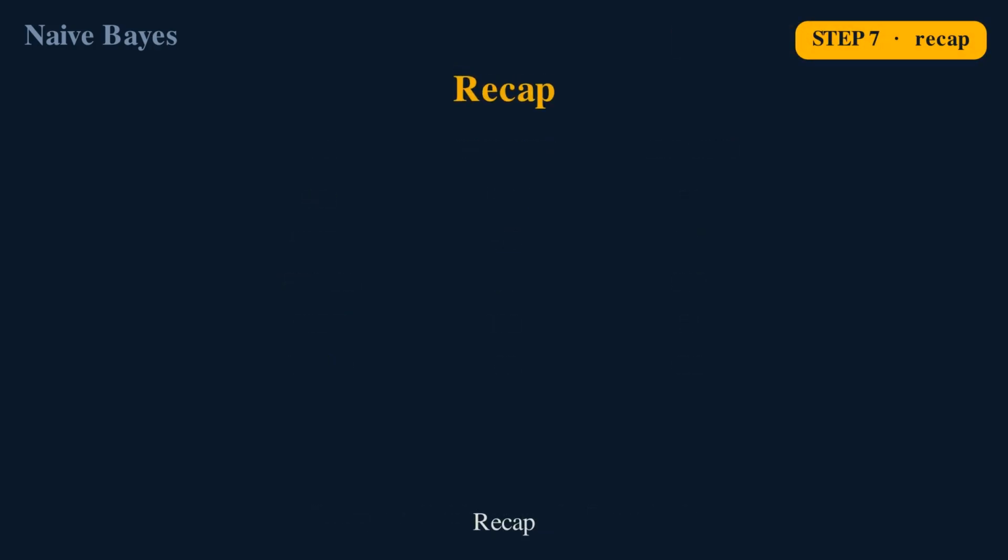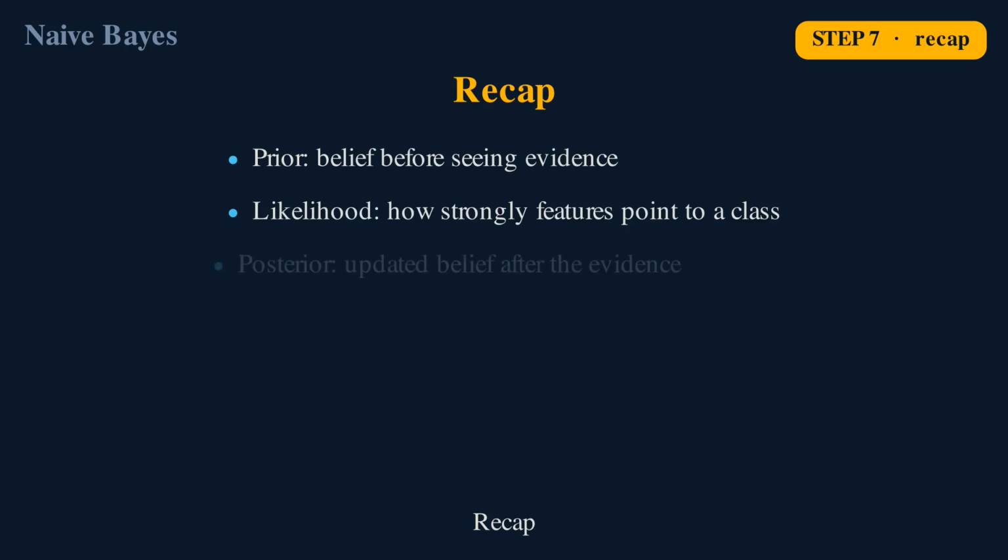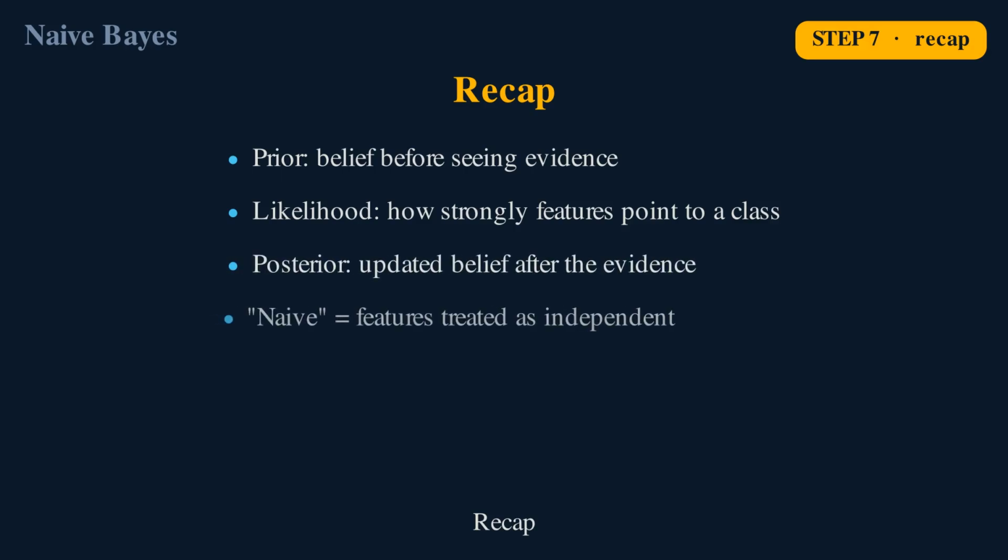Let's recap. The prior is what we believe before seeing any evidence. The likelihood is how strongly each feature points to a class. Bayes' theorem combines them into the posterior, and the naive part is assuming the features are independent.